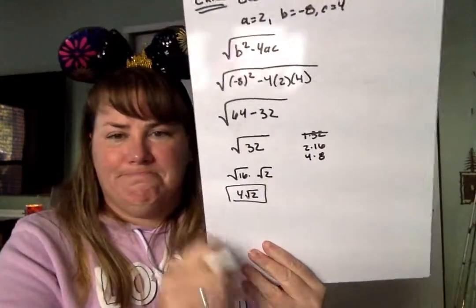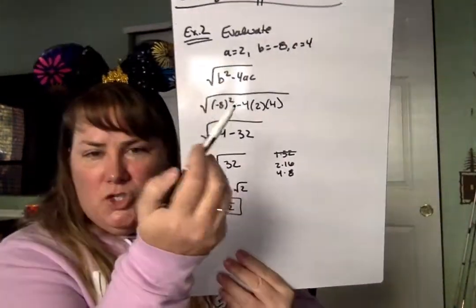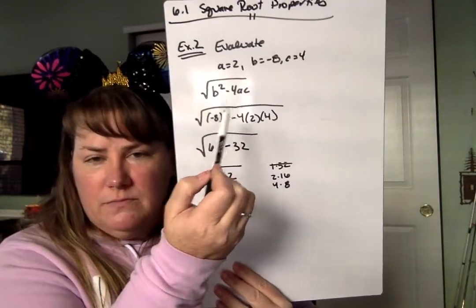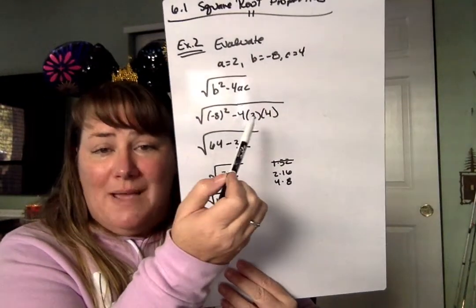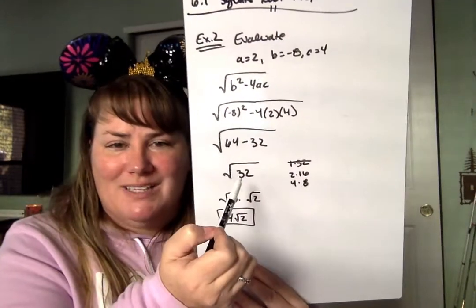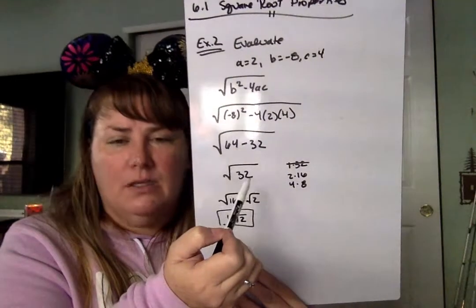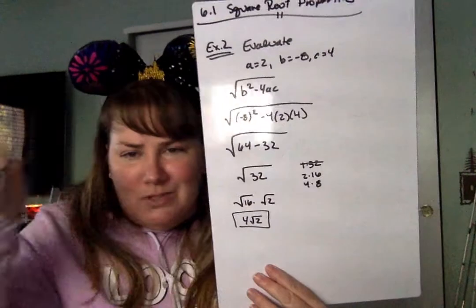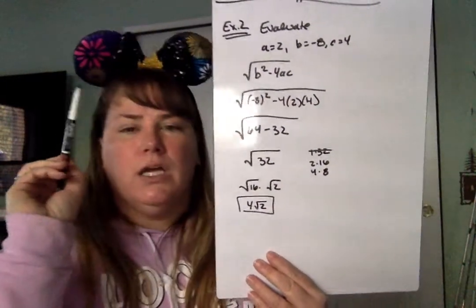There's your final answer. So you're going to substitute your values in. Do all the math underneath the radical first. When you get down to just a radicand, then you're going to take the square root of that. But you're not going to do the square root of 32 on your calculator. No. You're going to simplify it.